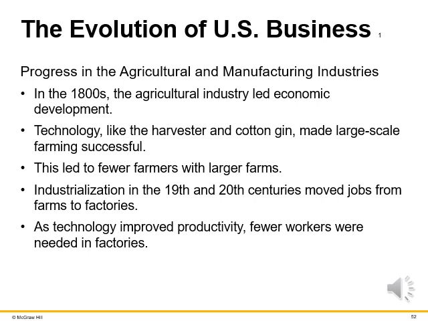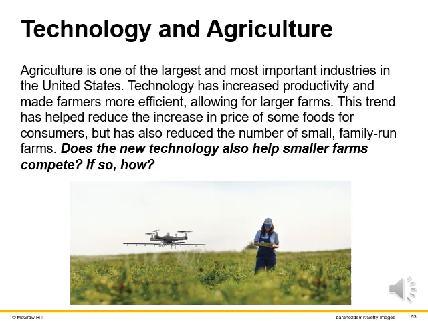Agriculture was the leading industry in the U.S. in the 1800s. Technology has made farming so efficient, the number of farmers has dropped from about 33% of the population to about 1%. However, it's still a major industry in the U.S. Agriculture is still one of the largest, most important industries in the U.S., mainly because technology has increased productivity, that has allowed for more efficient farming and growth of those farms. Think about how technology could also help smaller farms compete with the larger farms. And I'll give you a few minutes to think about it before we move on.